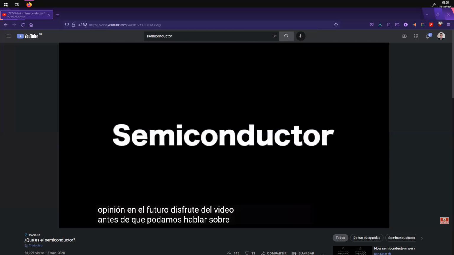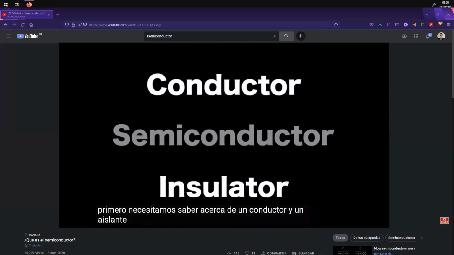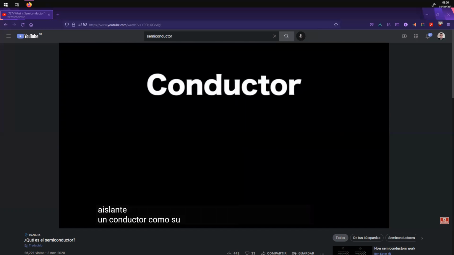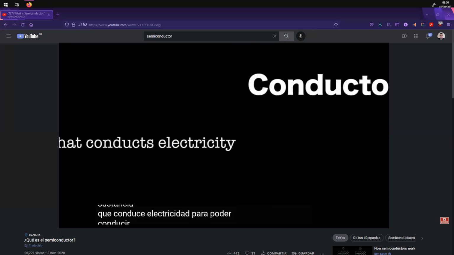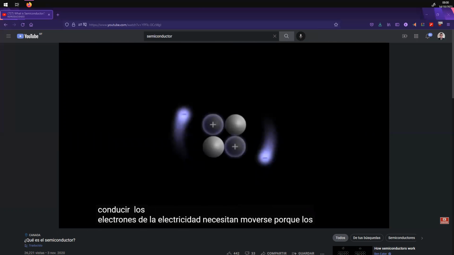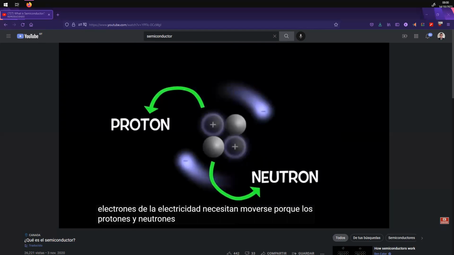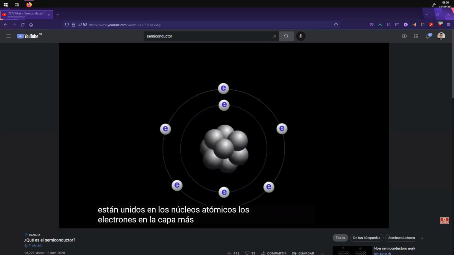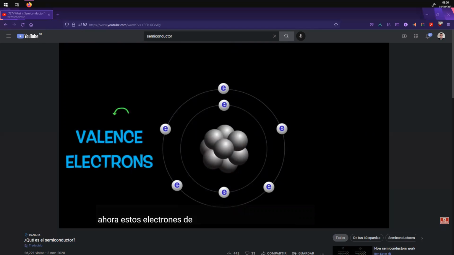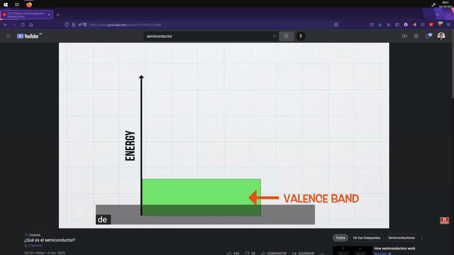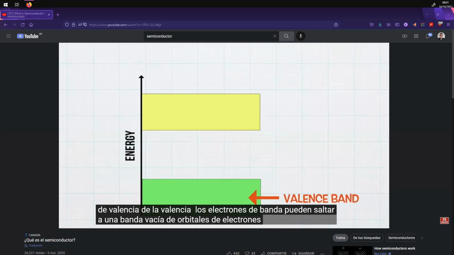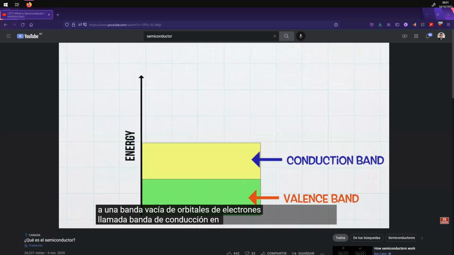Before we can talk about a semiconductor, first, we need to know about a conductor and an insulator. A conductor, as its name implies, is a substance that conducts electricity. In order to conduct electricity, electrons need to move around because protons and neutrons are bound in the atomic nuclei. The electrons in the outermost shell of an atom are called valence electrons. Now, these valence electrons in a series of energy levels form an energy band called a valence band. From the valence band, electrons can jump into an empty band of electron orbitals called a conduction band.